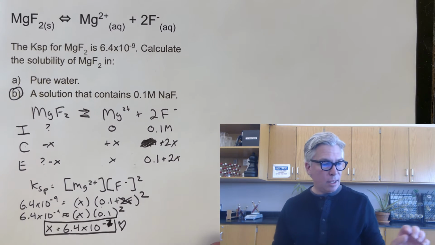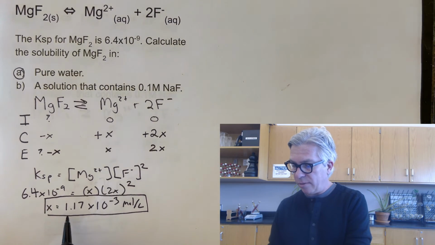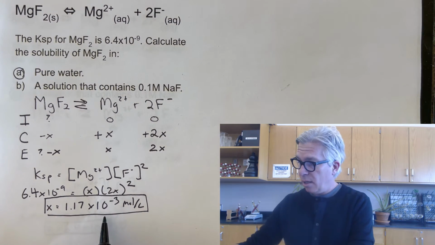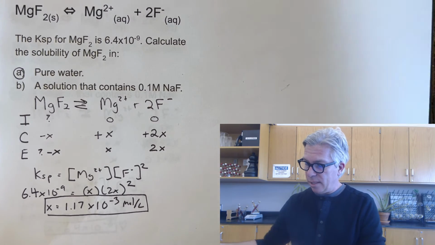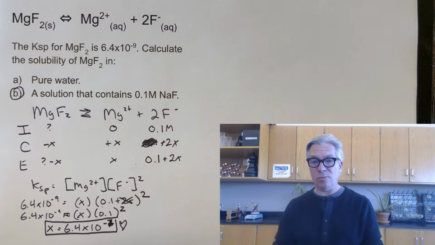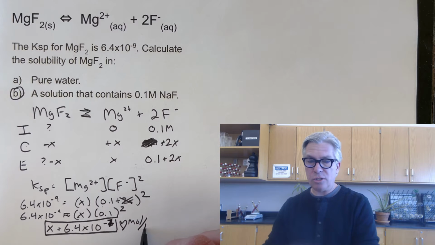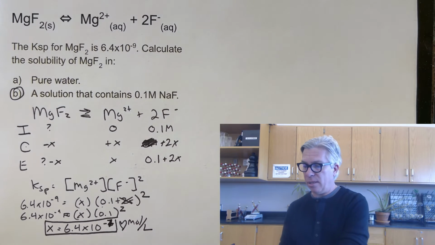So here's the deal. When it was in pure water, the molar solubility was only 1.17 times 10 to the minus third. But you start adding some of the fluorines in there, and it becomes something times 10 to the minus 7. That's 4 factors of 10 less soluble than in pure water. And the question becomes, why? Why is it dropping like that?